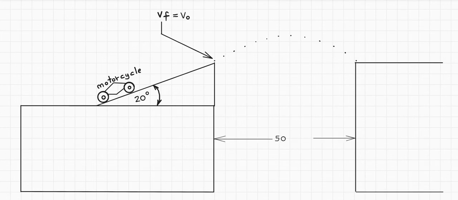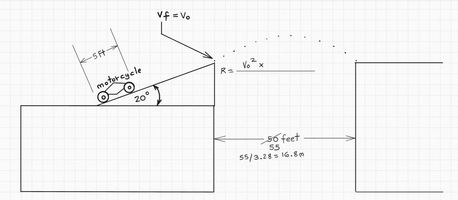negotiates a 50-foot wide cliff. And then we have a motorcycle length that is 5 feet in length, so we have to adjust the actual jump distance to 55 feet. So that's a 50-foot cliff width, but then we have to jump 55 feet for the tail wheel of the motorcycle to land at the safe point on the other side of the cliff.